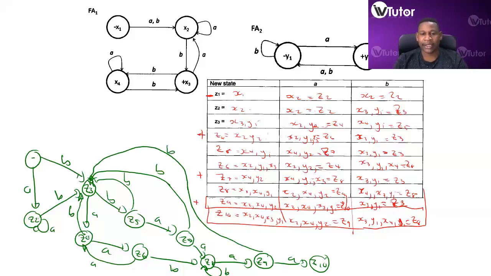Then if you're in Z10 and you encounter an A, you go to Z9. If you're in Z10 and you encounter B, we are supposed to jump and go back to Z8 with the B. So that becomes the complete finite automata for the given language.